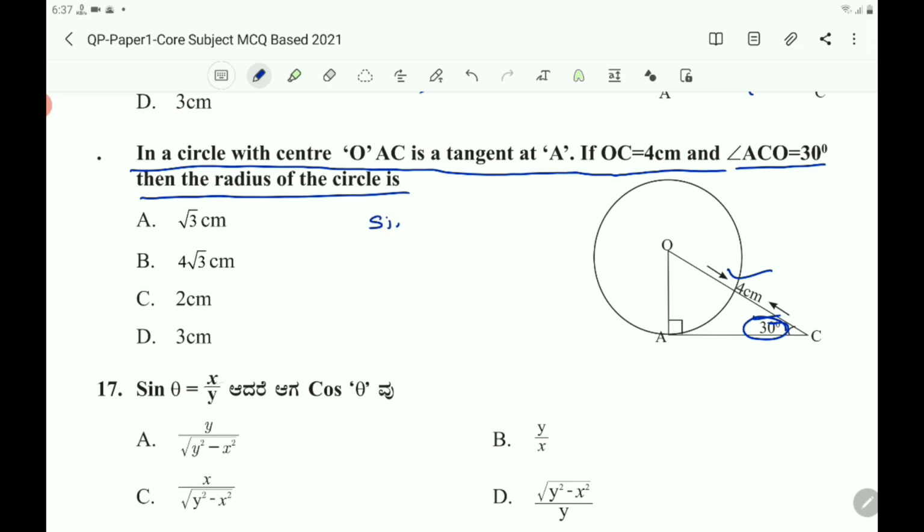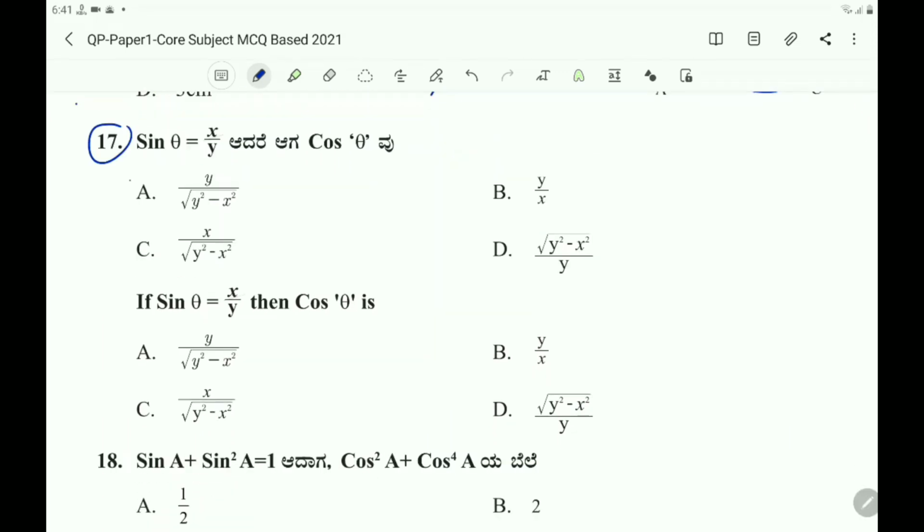The ratio having the opposite side and hypotenuse is sin theta. So you take sin 30. Sin 30 equals opposite side OA by hypotenuse OC. Sin 30 is 1/2. OA is the radius and OC is 4. So do the cross multiplication here. It becomes 4/2 equals R. 2 ones are 2, 2 twos are R. You got 2 centimeter. What is the value of the radius? The radius of the circle is 2 centimeter.